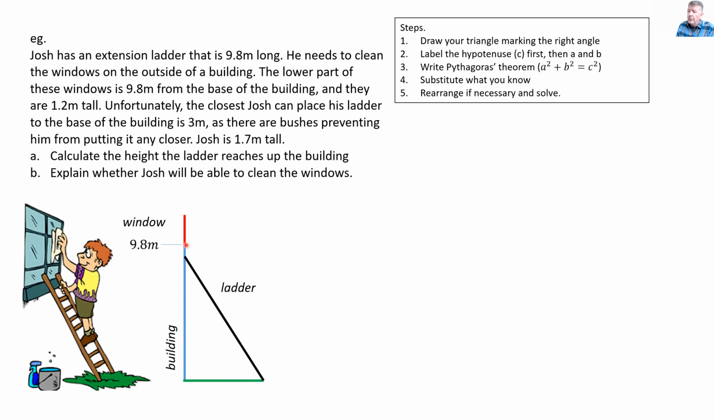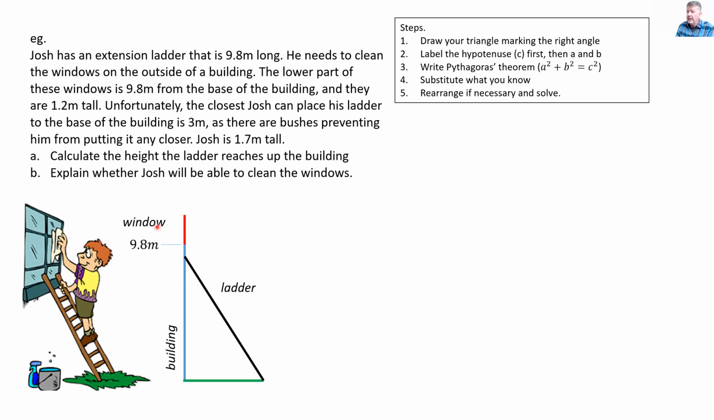We know the ladder doesn't go all the way up to the top, because Josh's ladder is 9.8 meters tall as well. If you have two 9.8 meter tall things, as soon as you lean one over, it's not going to reach up the top, is it? So you see the ladder is a little bit below here.